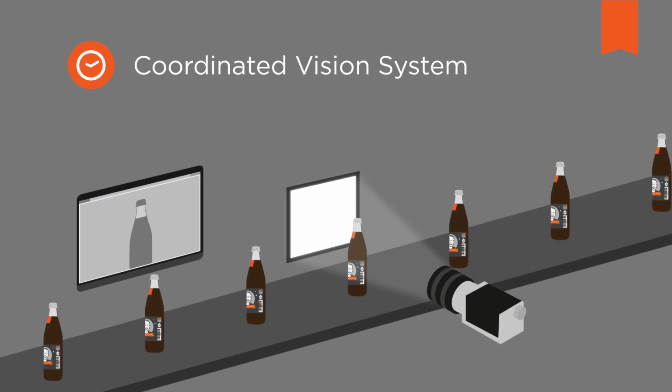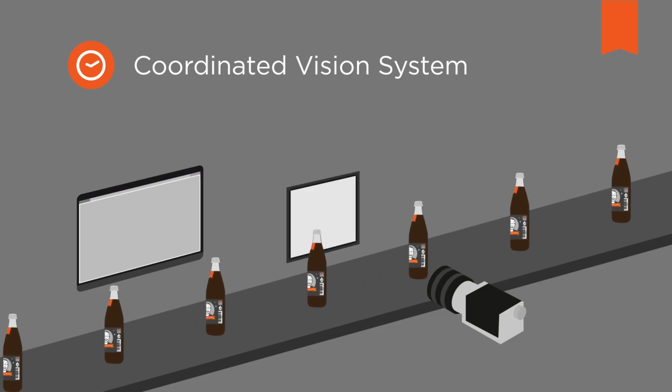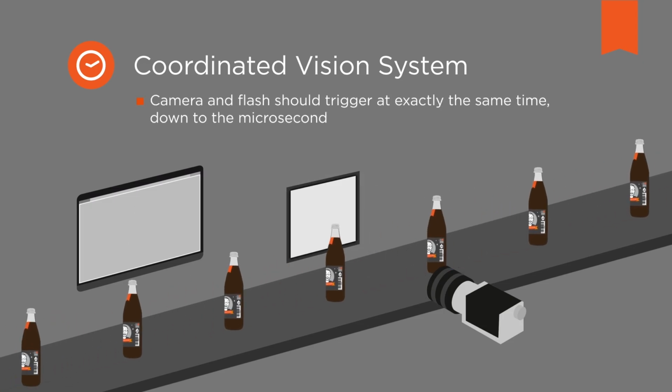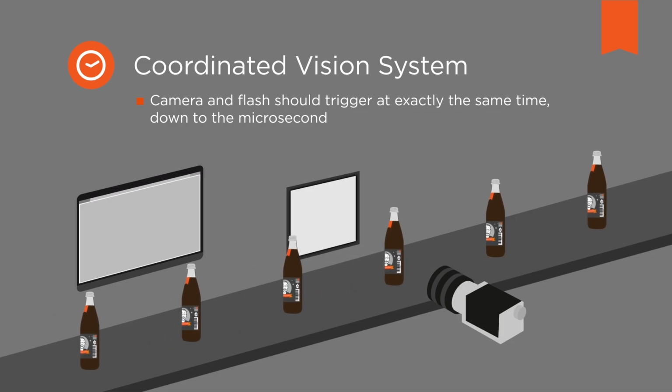Last but not least, it is of great importance that the lighting is precisely controlled. In many vision systems, the camera, the flash controller, the light and the machine control are from different manufacturers. This makes exact synchronization of these components challenging, as it can lead to inaccuracies in transferring information. In order to get a constant image quality suitable to your requirements and to extend the service life of the LEDs, the camera and the flash should trigger at exactly the same time, down to the microsecond. A perfectly coordinated vision system from a single source can take care of this.